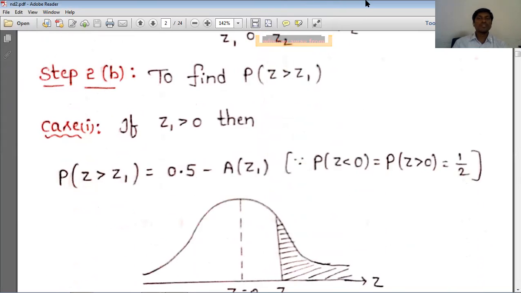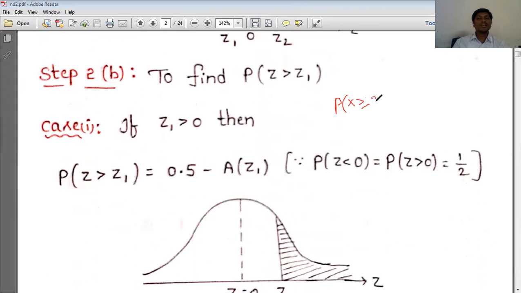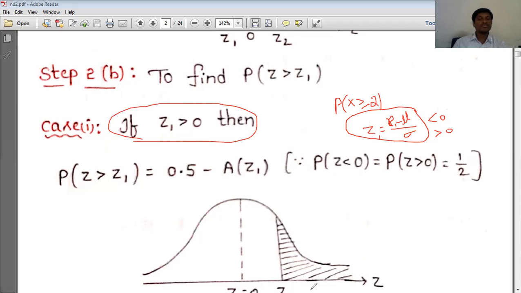Like when we find at least or at most problems, we may use P of x greater than or equal to 2. Immediately you have to take x1 equal to 2, then find z1. z1 is equal to x1 minus mu by sigma. Here x1 is 2, so you substitute and find it. Here also you may get z1 less than 0 or greater than 0. If z1 is greater than 0, then the region we want is the area beyond it.